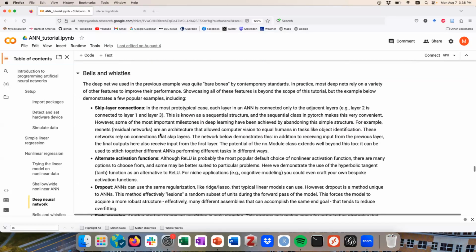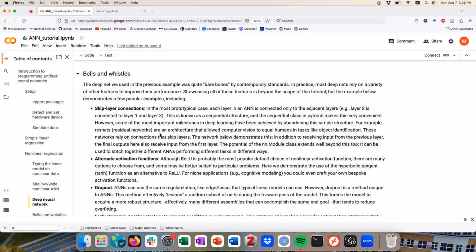Okay, so the last code example we're going to look at is taking that deep net we just looked at, adding a few of the bells and whistles that are special to deep nets.